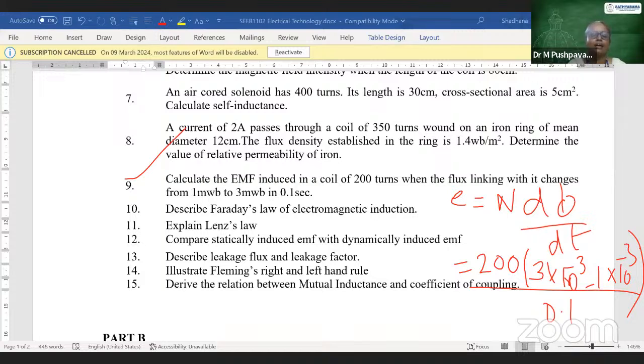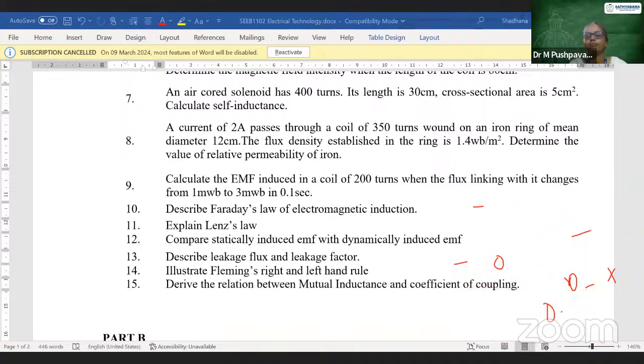Okay, so I think here we have seen the part A questions and part B. In the part B, okay, take down the formula for the ninth problem. E equal to N d phi by dt, and the answer is 4 volt. Okay. So the rest of the things are shared to you.